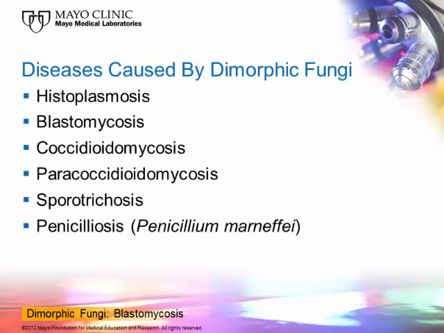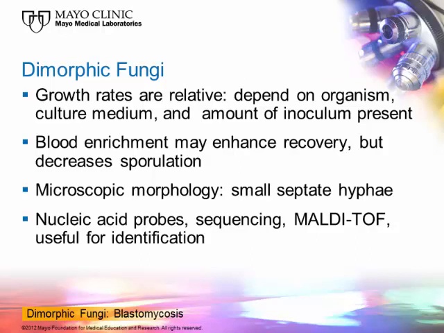The diseases caused by the dimorphic fungi are histoplasmosis, blastomycosis, coccidioidomycosis, paracoccidioidomycosis, sporotrichosis, and penicilliosis. The dimorphic fungi are different from most of the other fungi that we have talked about and will talk about in that the growth rates are relative. It depends upon the organism. In textbooks, you notice that dimorphic fungi require anywhere from a few weeks to a month or so for growth to appear, and the growth rate is relative.